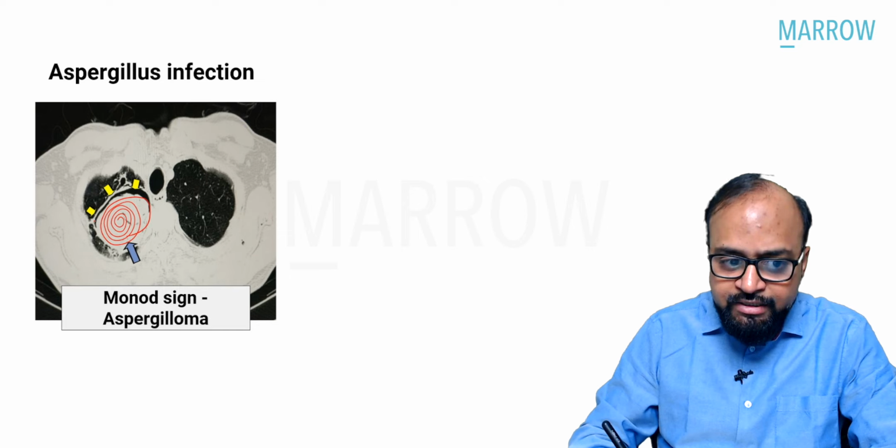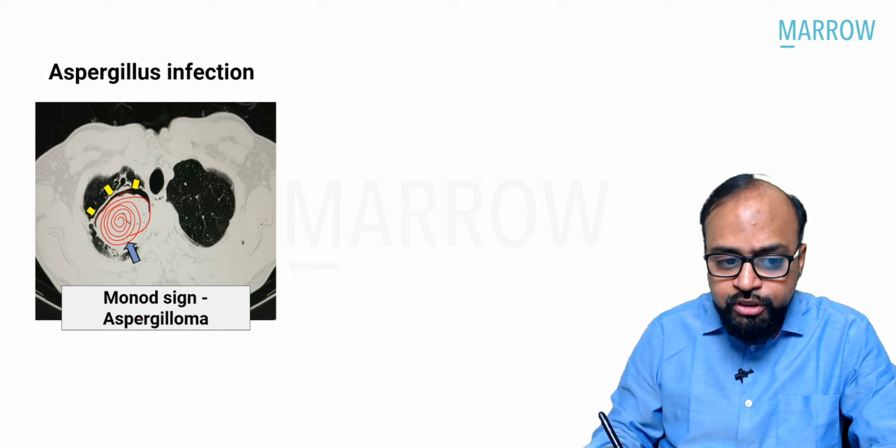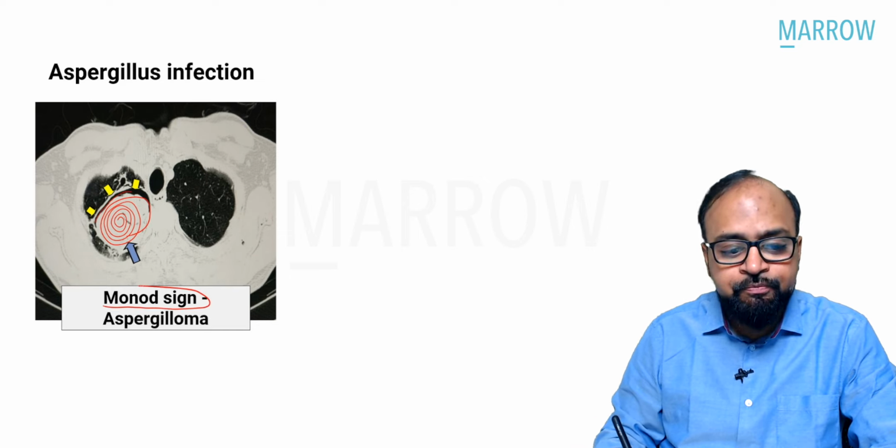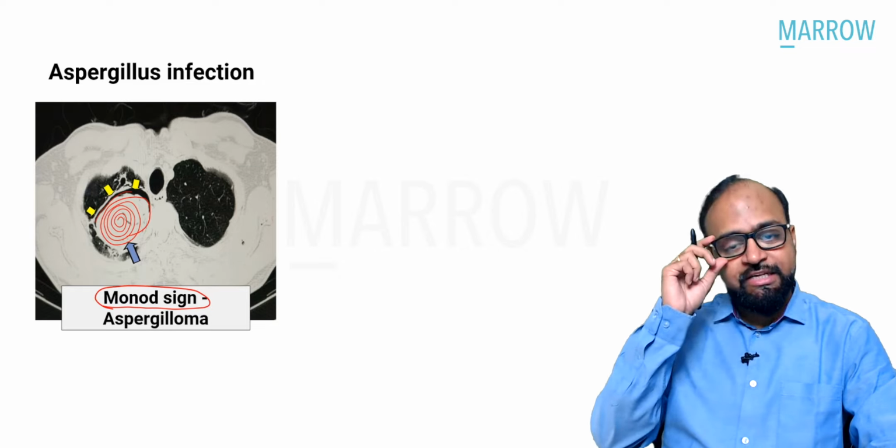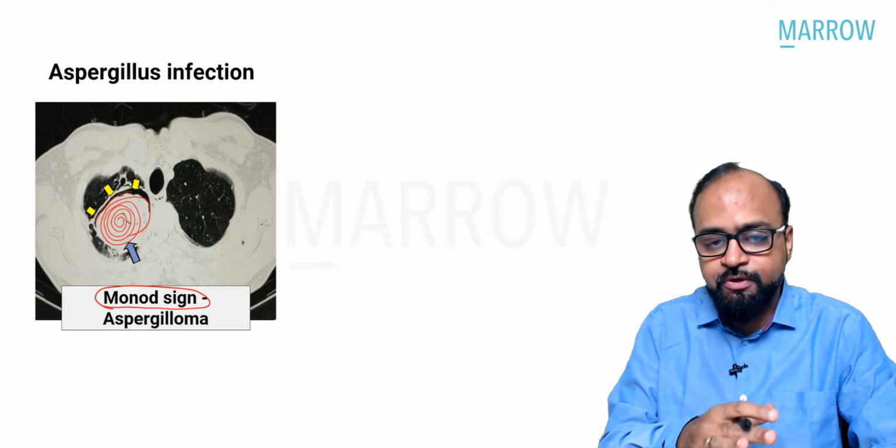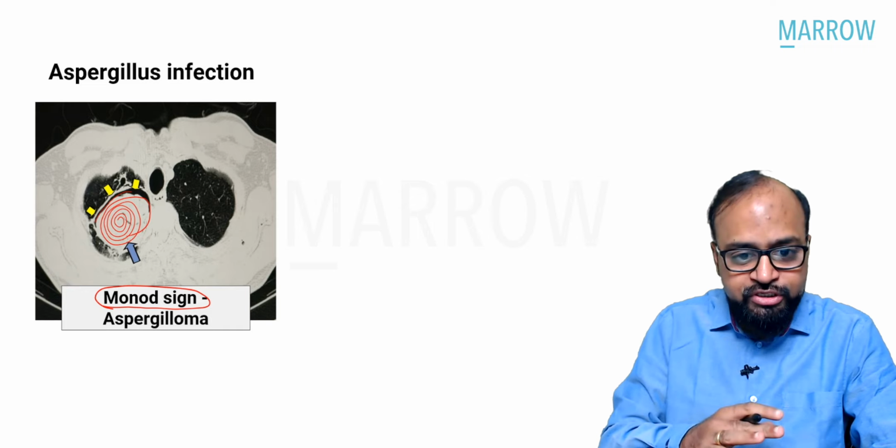And this black crescent of air here is actually called the Monod sign. It is wrongly sometimes called the air crescent sign. The air crescent sign is not a feature of aspergilloma. It is the Monod sign.